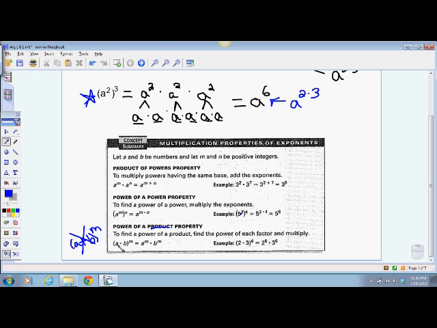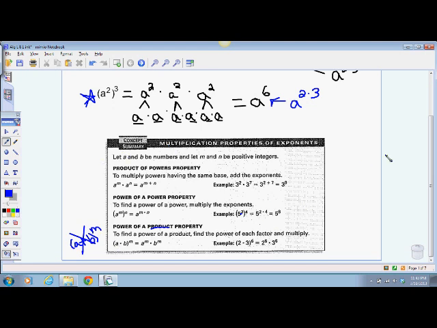So if you have in parentheses 2 numbers or variables being multiplied, then being raised to a power, you can take each individual part raised to the power. For example, 2 times 3 raised to the 6. That's the same thing as saying 2 to the 6 times 3 to the 6.